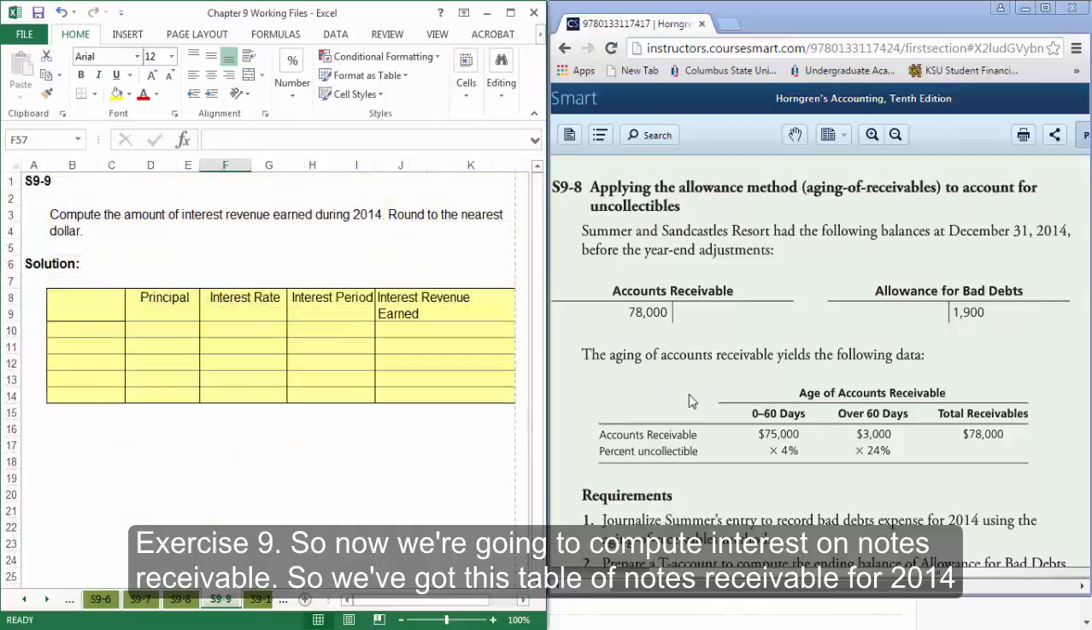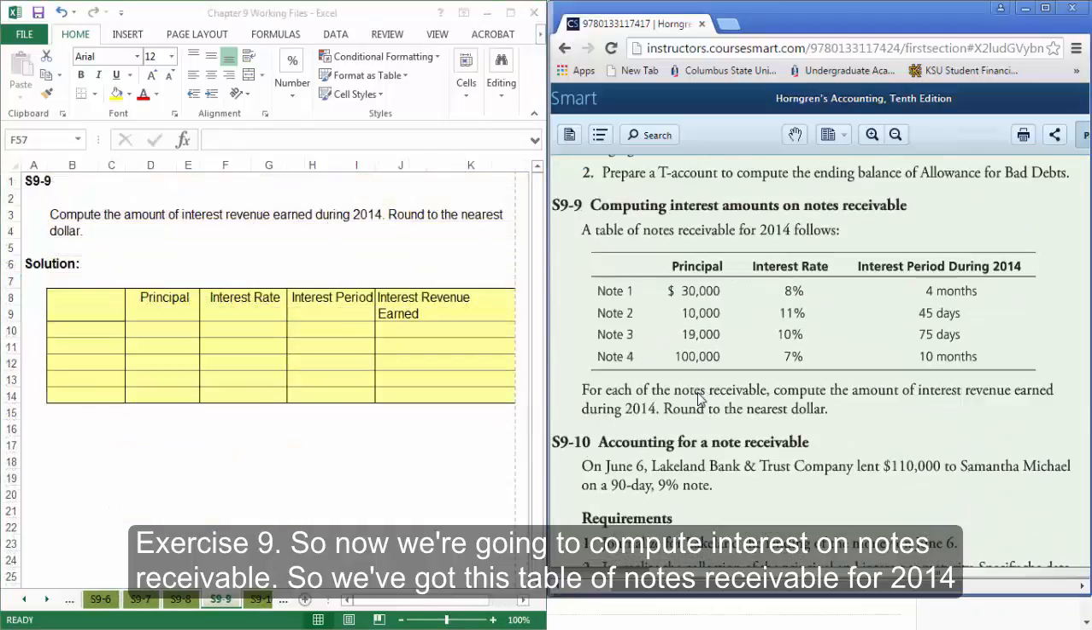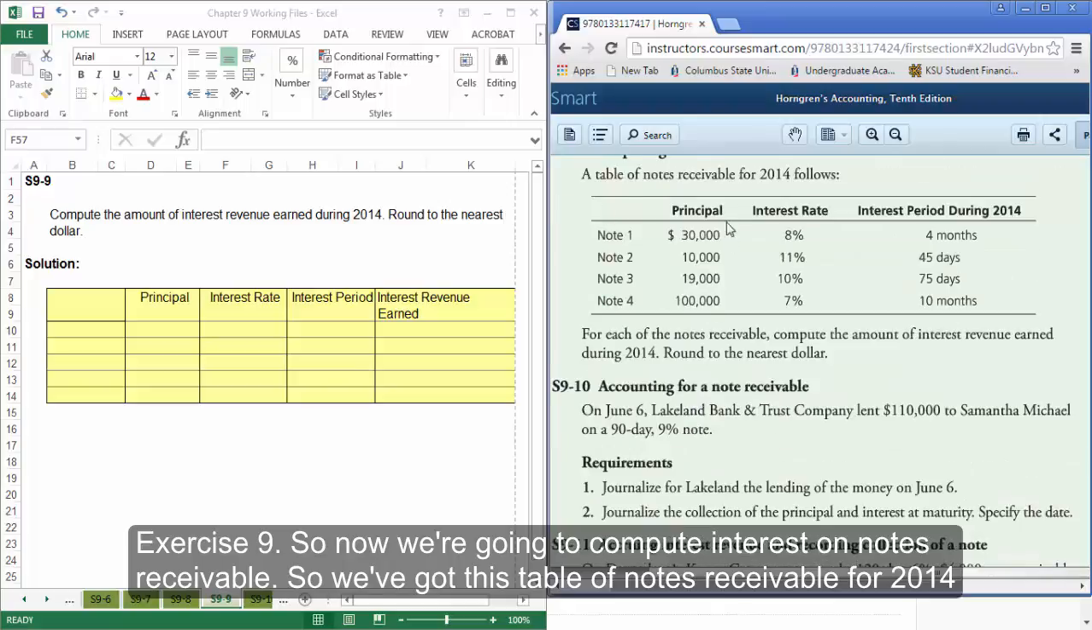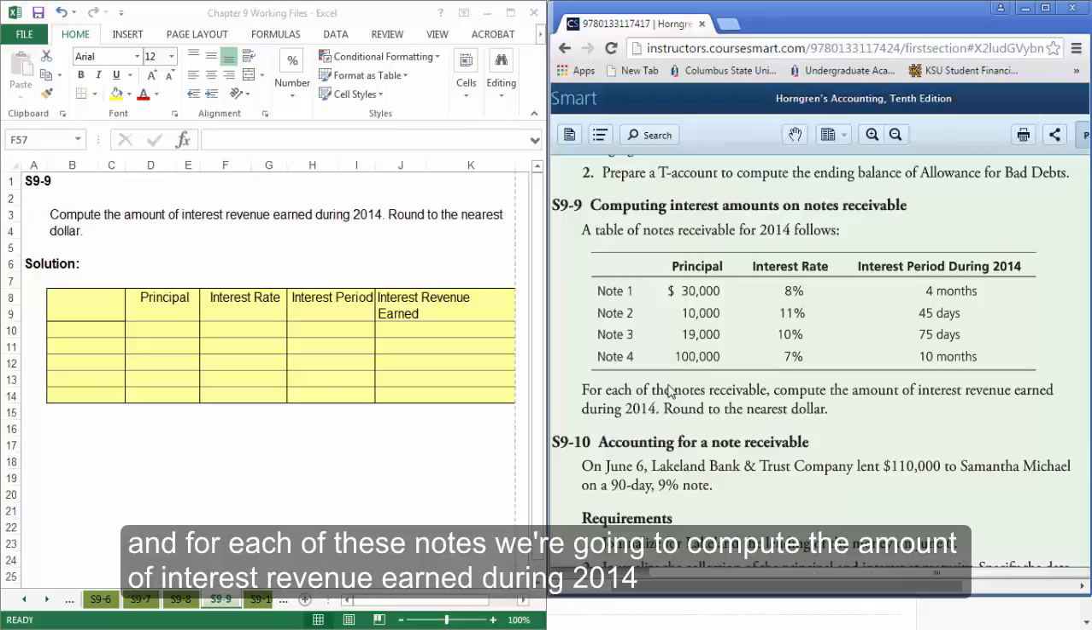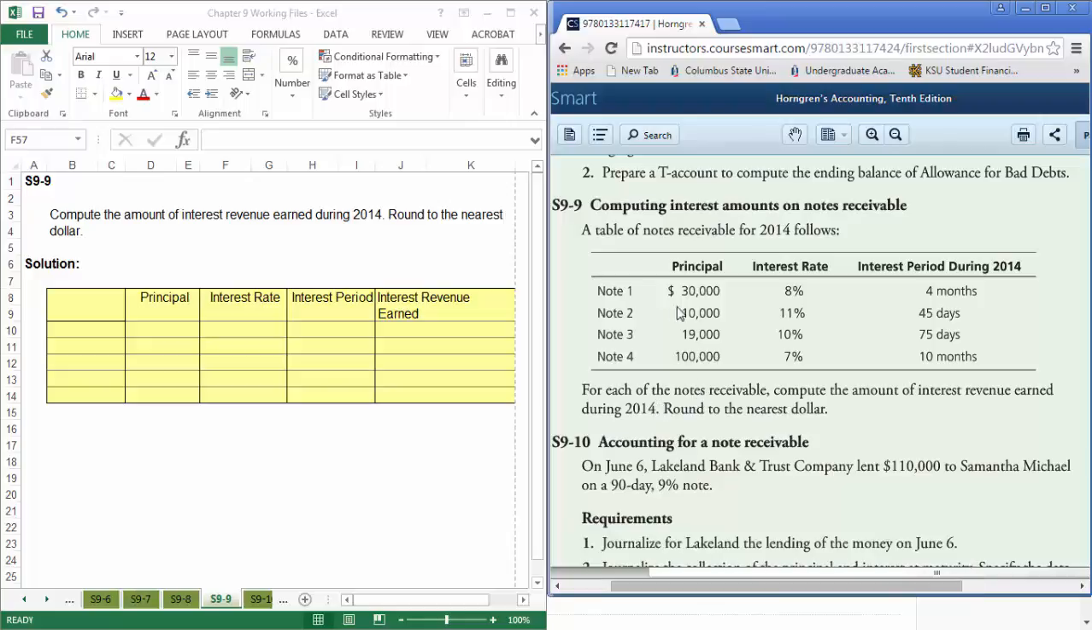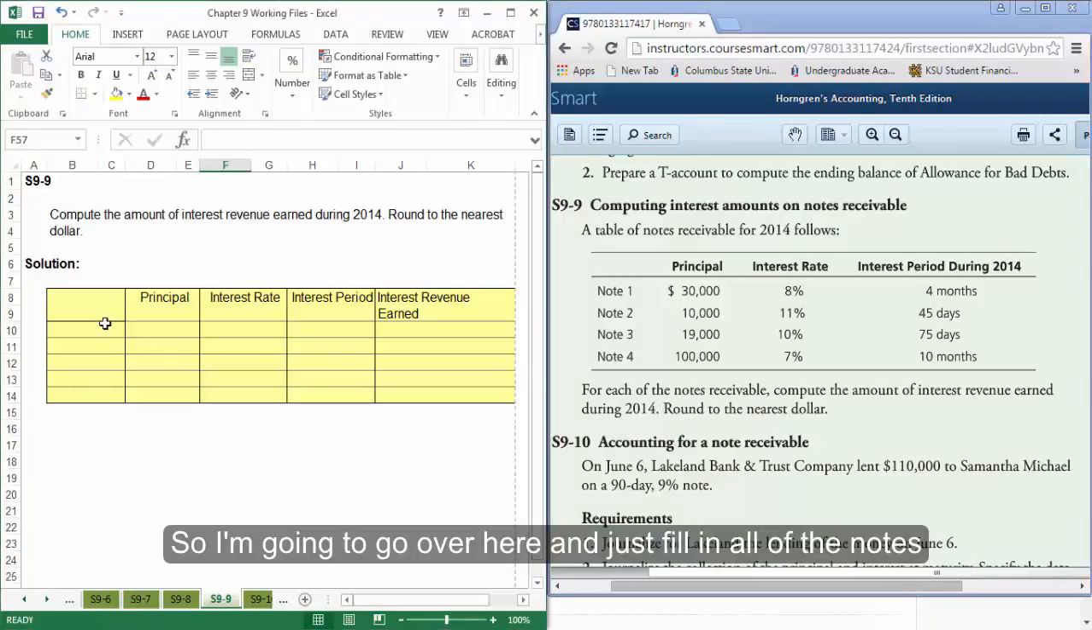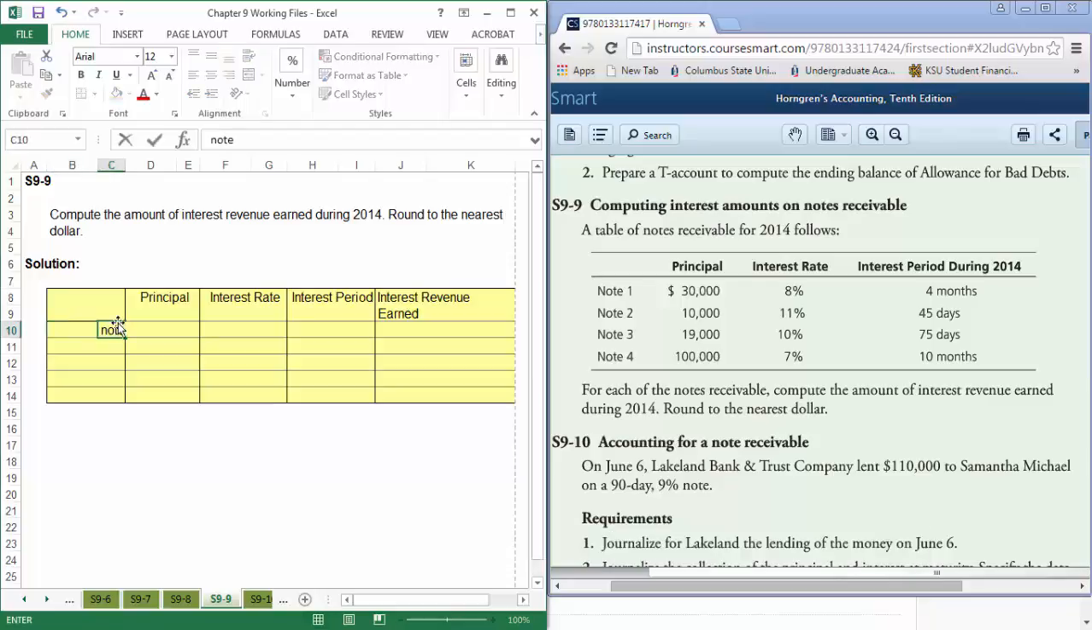At exercise 9, we're going to compute interest on notes receivable. We've got this table of notes receivable for 2014, and for each of these notes, we're going to compute the amount of interest revenue earned during 2014. So I'm going to fill in all of the notes here: note 1, note 2, and so on.